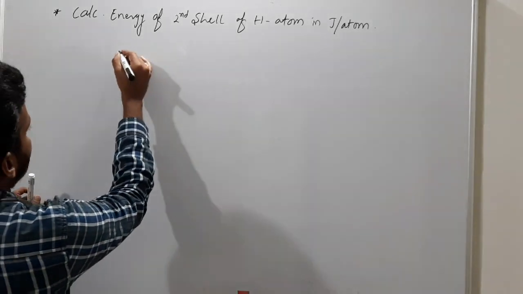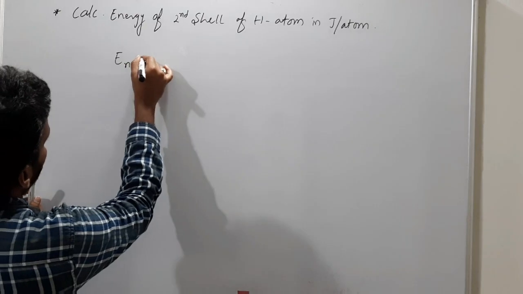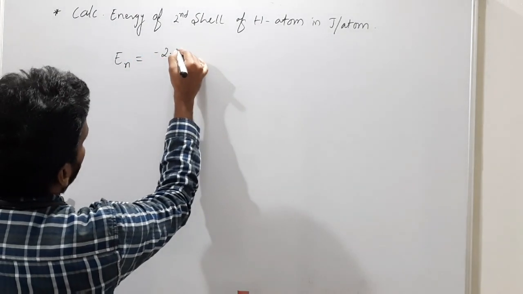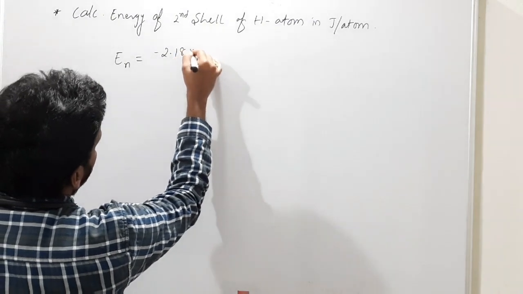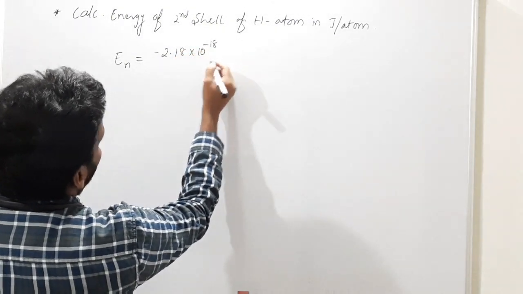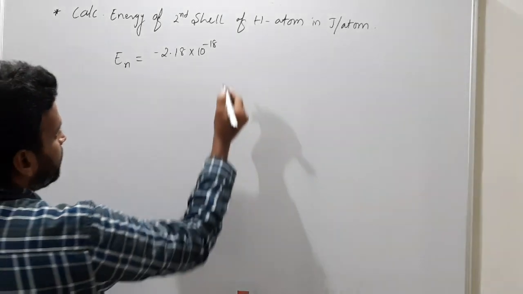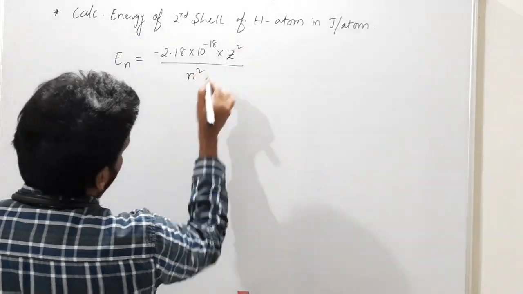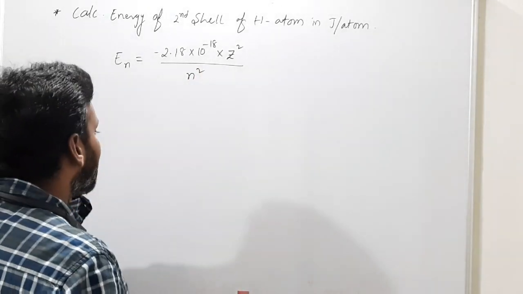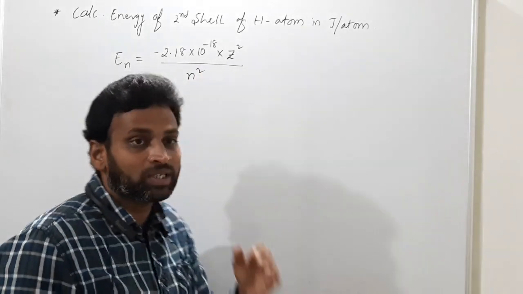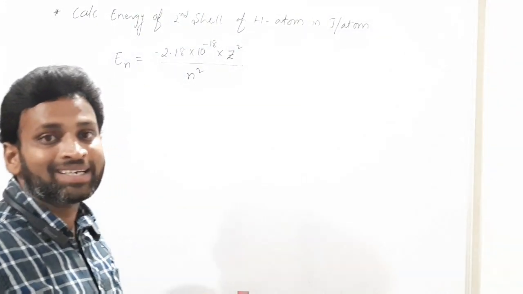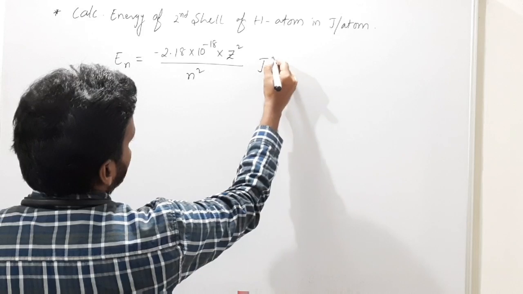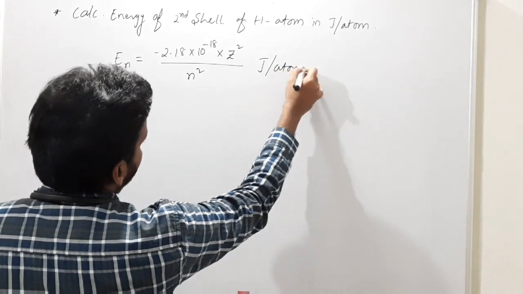Okay, so actually energy of nth orbit, you have a formula. What is that formula? Minus 2.18 into 10 power minus 18 into Z square by n square. Actually you have a formula that minus 2 pi square m Z square e power 4 by n square h square, like that you have a formula, and this is the simplified formula, joule per atom.